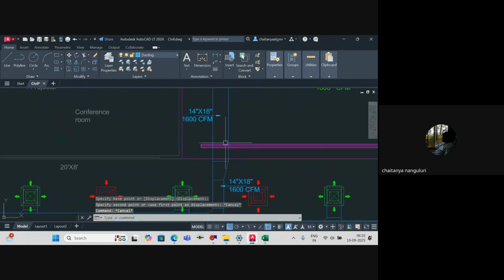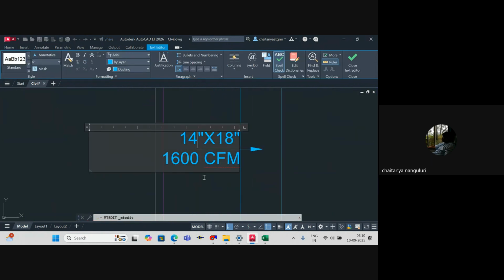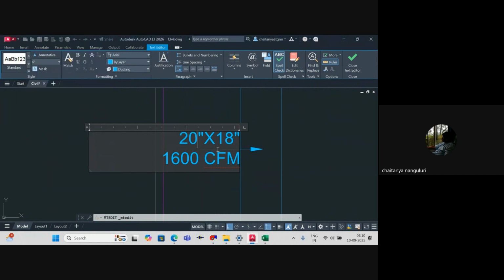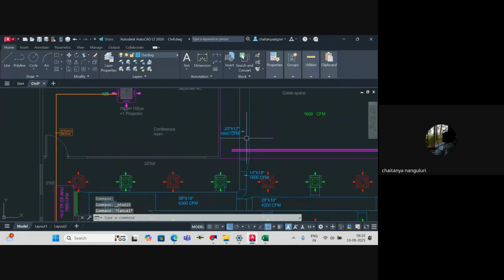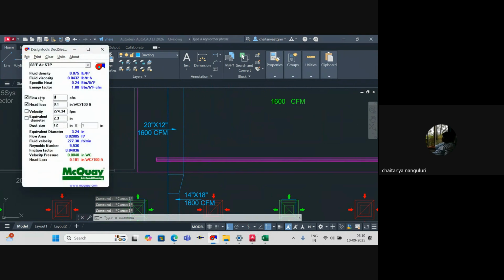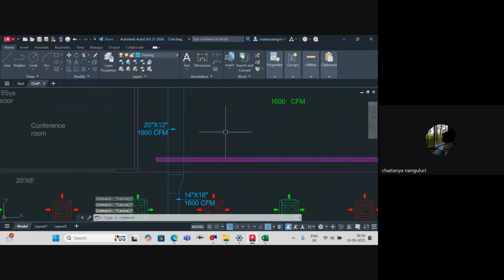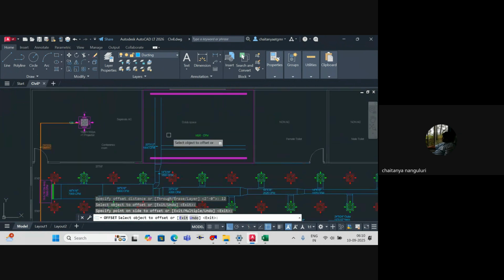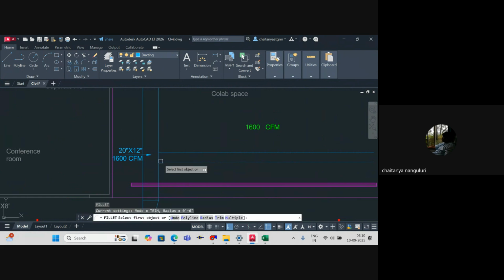So this particular one will be 20 by 12 inches. So I increase the width, making it 12 inches. Now what I would like to do is make this 800 CFM. So it is 12 inches by 12 inches on the other side. So here I can make it 12 inches. Now the previous one is also not wrong anyway.